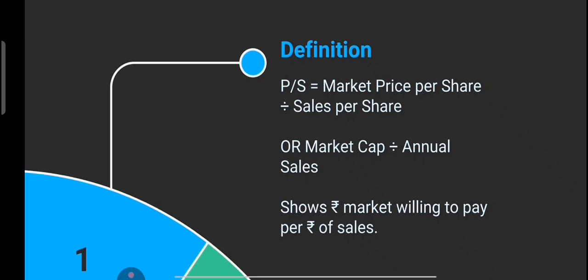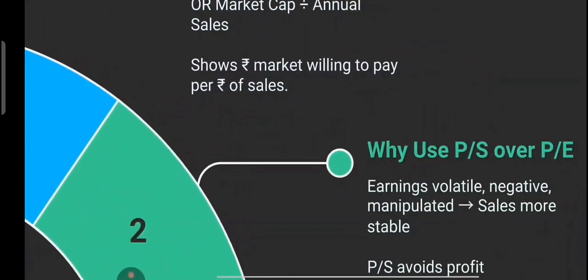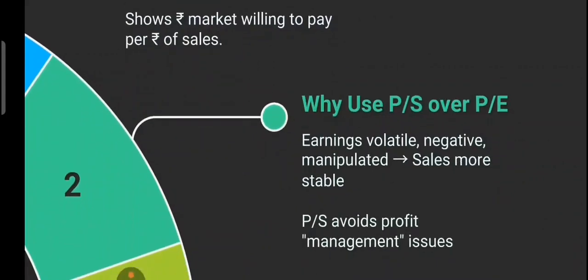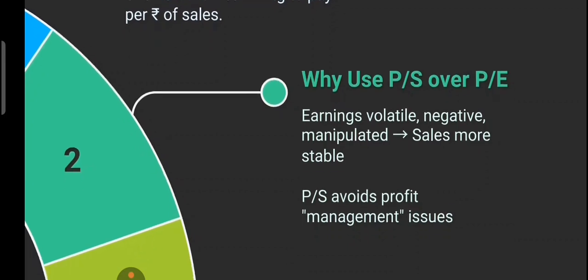Now why use P/S over P/E? Sometimes earnings can be volatile, sometimes negative or manipulated. Sales, on the other hand, are usually more stable and transparent, making the P/S ratio a more reliable indicator. Earnings can be volatile, negative or manipulated, but sales cannot be. So sales are usually more stable and transparent, and that is why this is the most reliable indicator.